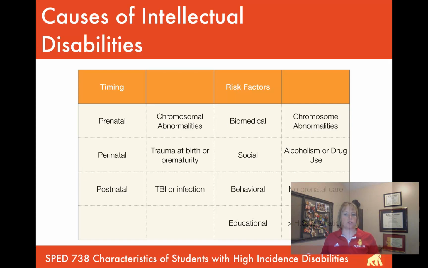So we have some chromosome abnormalities. For example, Rachel has Down syndrome. That is a chromosome abnormality. Turner syndrome is often identified as a prenatal intellectual disability. Lots of different things can occur prenatally. Even different structures of the brain that get modified slightly prenatally can contribute to this.